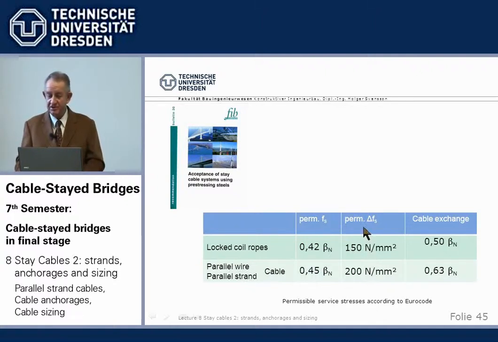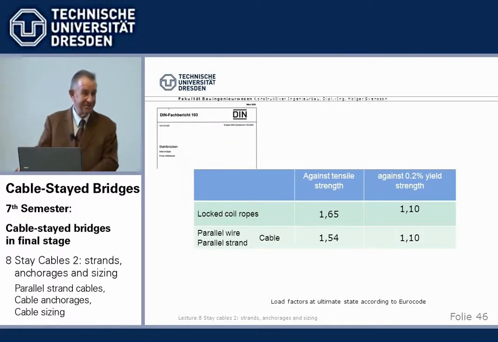In addition, you like to know the fatigue range. Permissible fatigue range for lock coil ropes is 150, parallel wire and strands is 200. The test conditions and all that find somewhere else. And if you exchange a cable, you remember Kühlbrand bridge. Cables were deteriorated, they had to be exchanged, and if it's planned, you can allow a little bit higher stress, 0.5 instead of 0.42 and 0.63 instead of 0.45. That's, as far as I'm concerned, basically what you need to know. That's mainly the way I've sized stay cables all over the world.